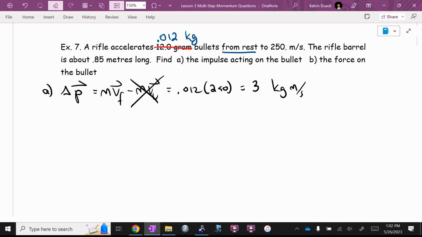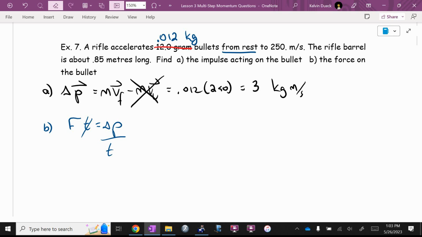Okay. What's B asking me to find? Find the force. Don't write this down, look up. My first thought: what did we just find? The impulse, change in momentum. My first thought was this. Well, why don't I go like that? And I just thought that in my head. Did they give me time?